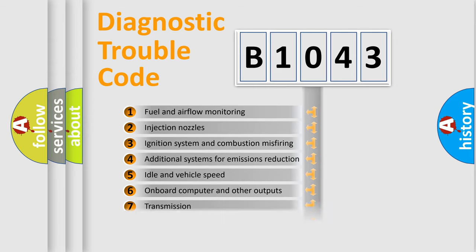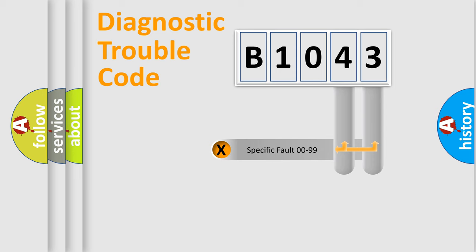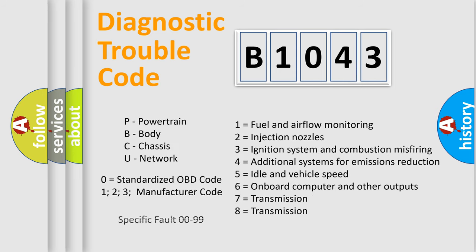The distribution shown is valid only for the standardized DTC code. Only the last two characters define the specific fault of the group. Let's not forget that such a division is valid only if the second character of the code is expressed by the number 0.